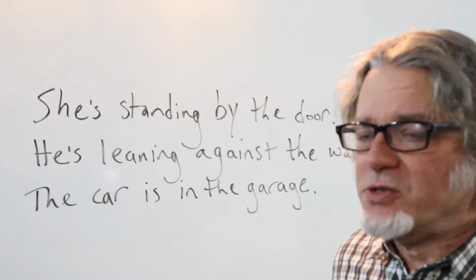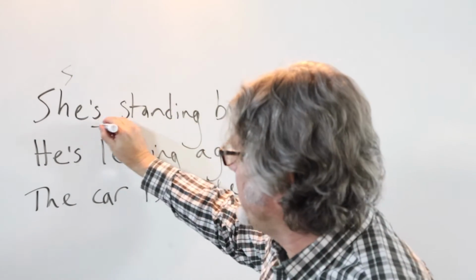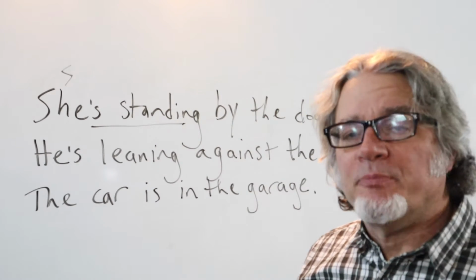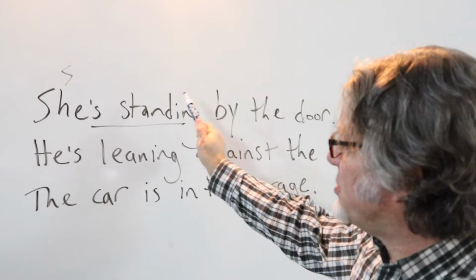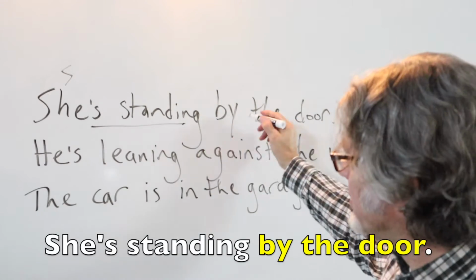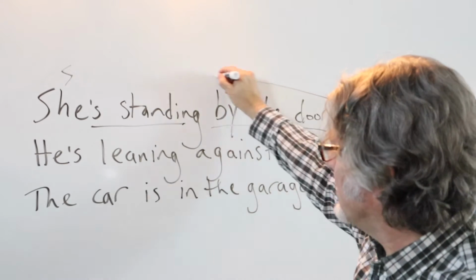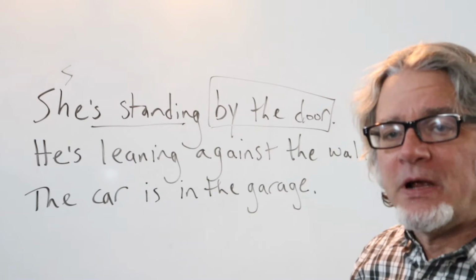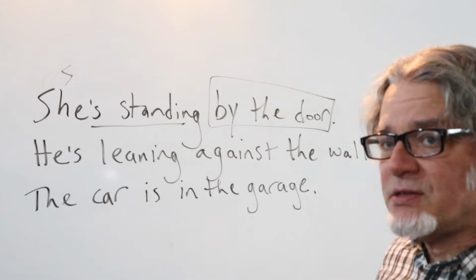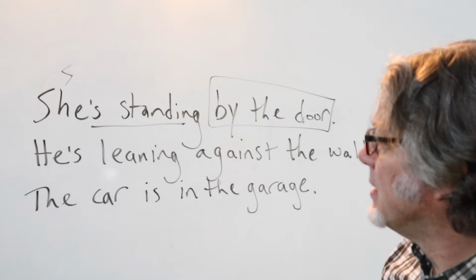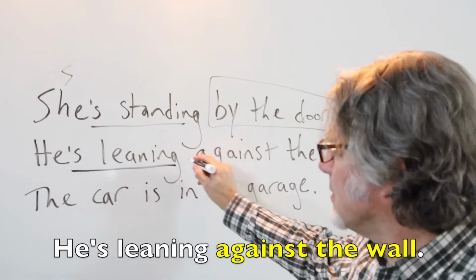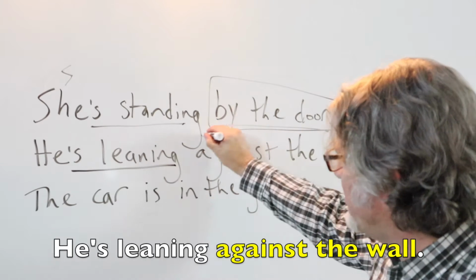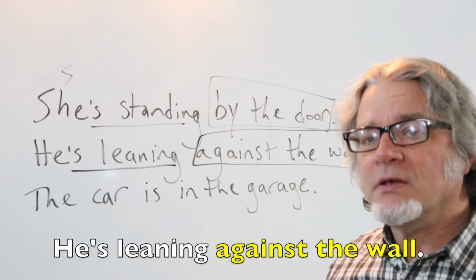In all of these sentences, you have a subject and then a verb, and then followed by a prepositional phrase. She's standing by the door. Here's the preposition, and then the noun, door, forms the prepositional phrase. This indicates the location. He's leaning, and then here again is a preposition and then the noun. They form the prepositional phrase.